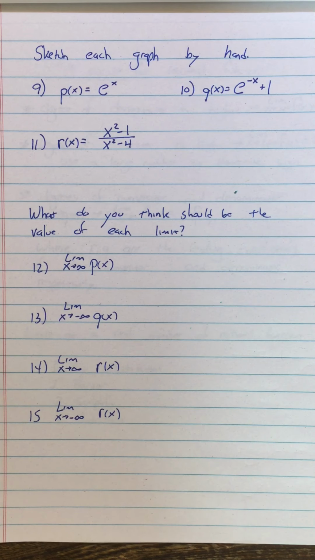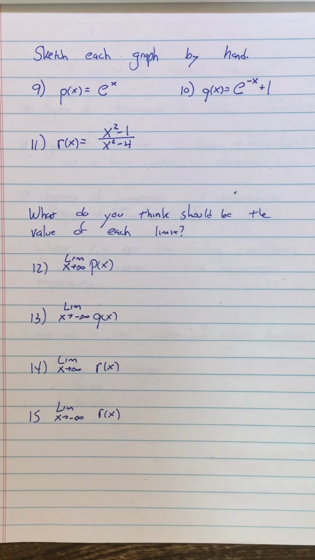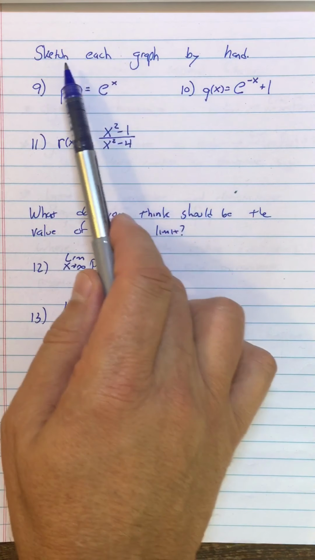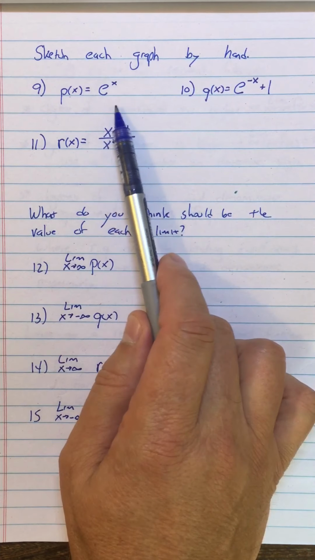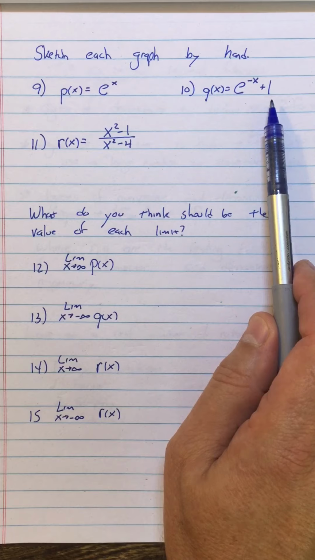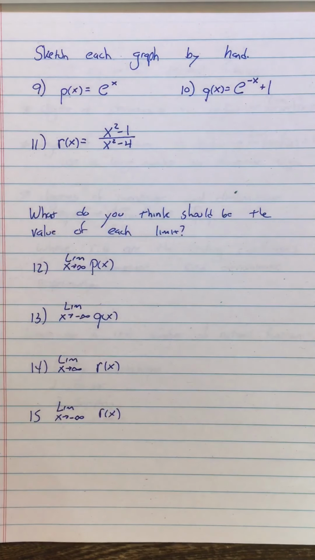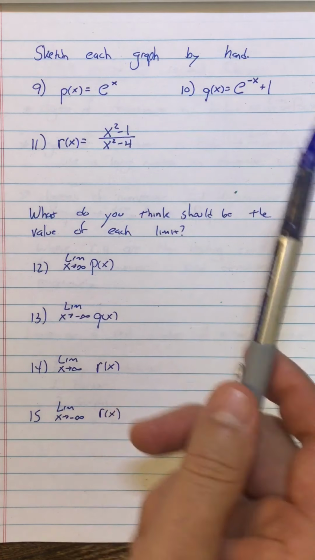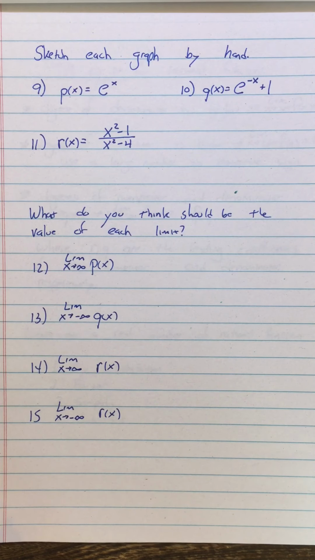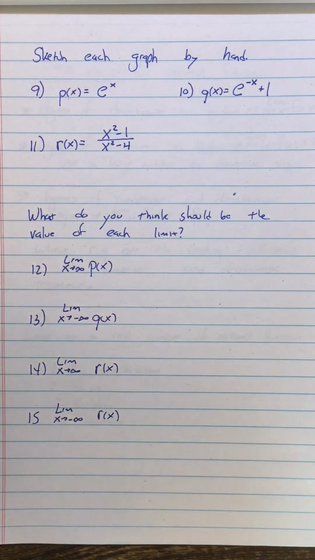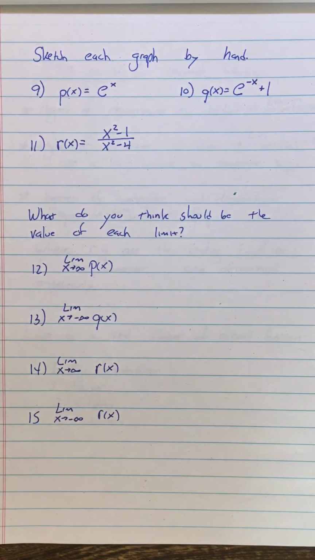All right, so now we're going to look at these graphs, which are a little different. So we're going to sketch each of these graphs by hand. e to the x, e to the negative x plus 1, and x squared minus 1 over x squared minus 4. Now, you ought to be able to graph all three of those by hand. So start with that. And if you need to, look at the calculator or Desmos, whatever you use for help.